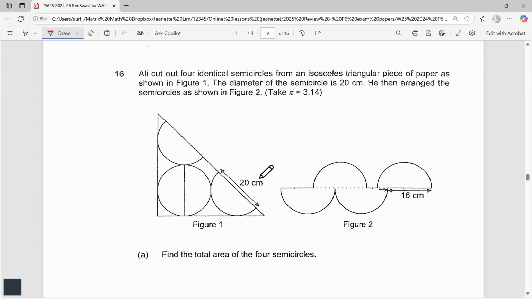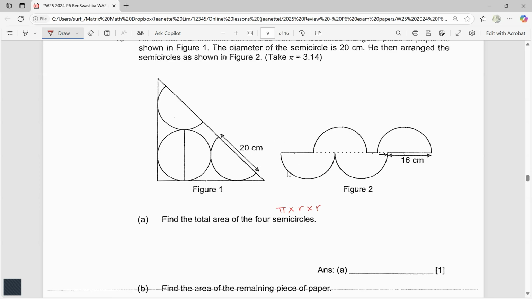Okay, to find area, the formula I should use is pi times radius times radius. Pi is 3.14. So what about radius? Radius is 20 divided by 2, which is 10. Then I'll take pi times 10 times 10. Times 10 times 10 is a times 100.